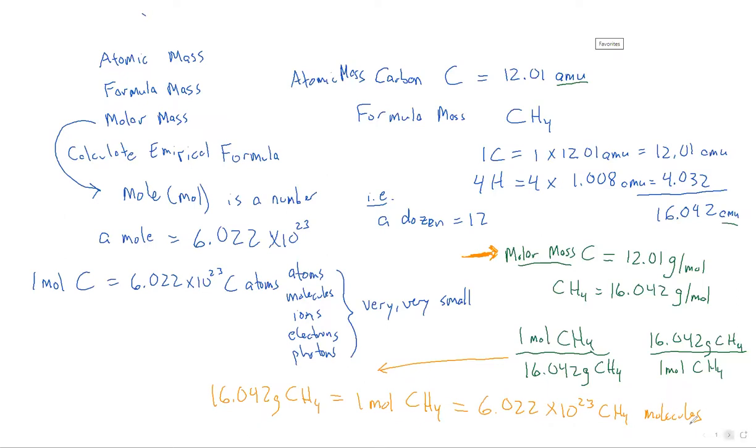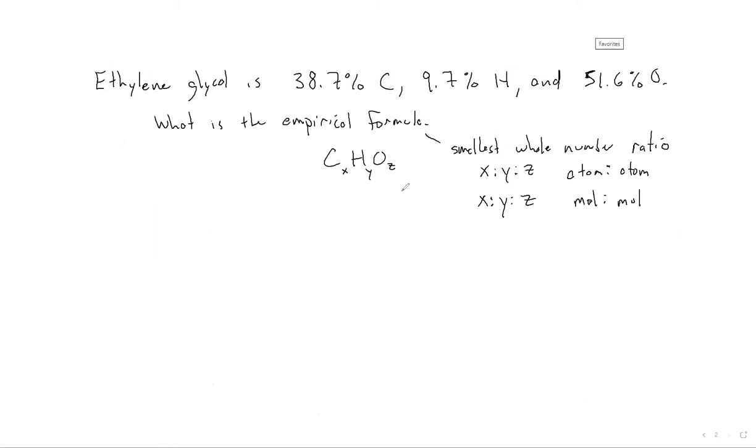So when you think of an empirical formula or a molecular formula, you should think of it as a mole to mole ratio. A molecular formula is a mole to mole ratio, as well as an atom to atom ratio. The empirical formula is the smallest whole number mole to mole ratio. With that knowledge, it should make it easy to solve this problem. So we have ethylene glycol. It tells us the percentages of carbon, hydrogen, and oxygen. Those should add up to 100%. I'm sure it does. So that's 100%.